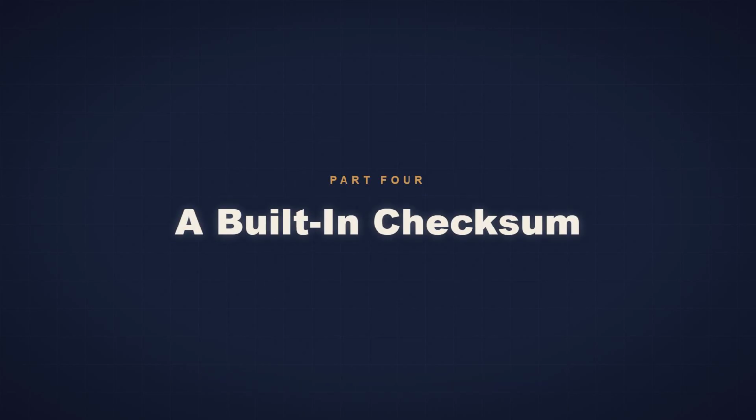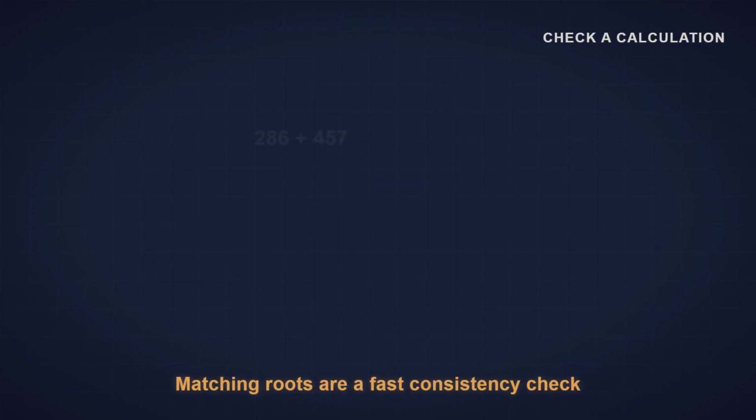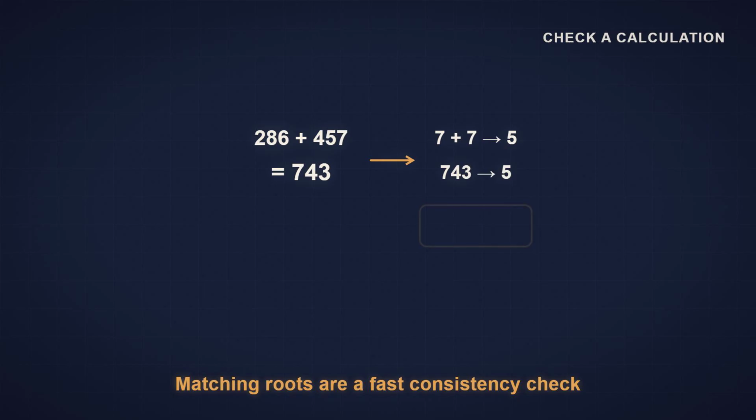The rule can detect mistakes as well as divisibility. Before calculators, accountants used a method called casting out nines. To check an addition, reduce every input to its remainder modulo 9, add those small remainders, and compare the result with the digital root of the claimed total. For example, 286 plus 457 should equal 743. The first roots are 7 and 7, whose sum reduces to 5. The claimed answer also reduces to 5, so it passes the check.